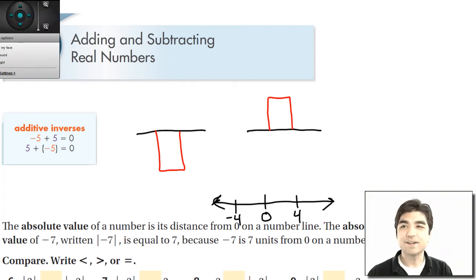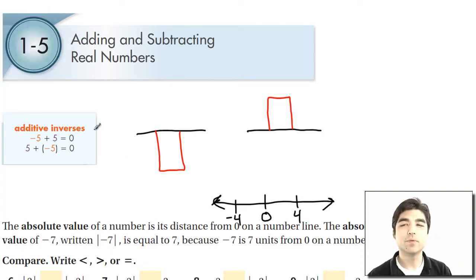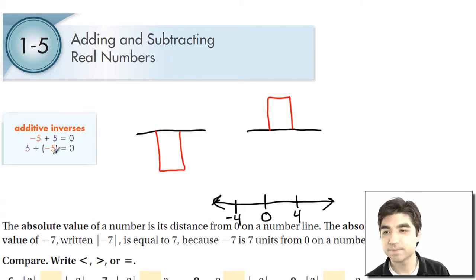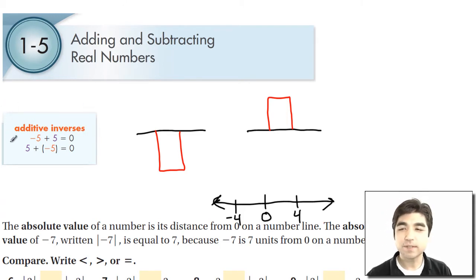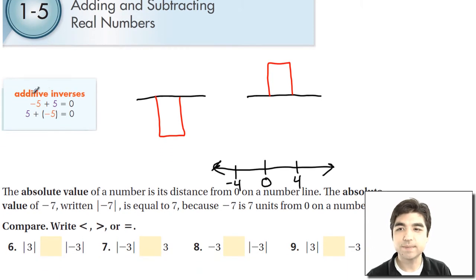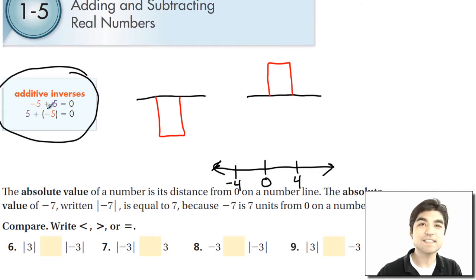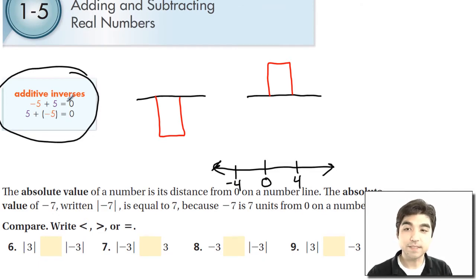Okay, so we are on section 1.5, and this is adding and subtracting real numbers. The first concept that I want to review with you is something called the additive inverse. And the concept of this is that -5 plus 5 equals 0. It's the same thing as saying 5 plus -5 equals 0. Now let me demonstrate that.